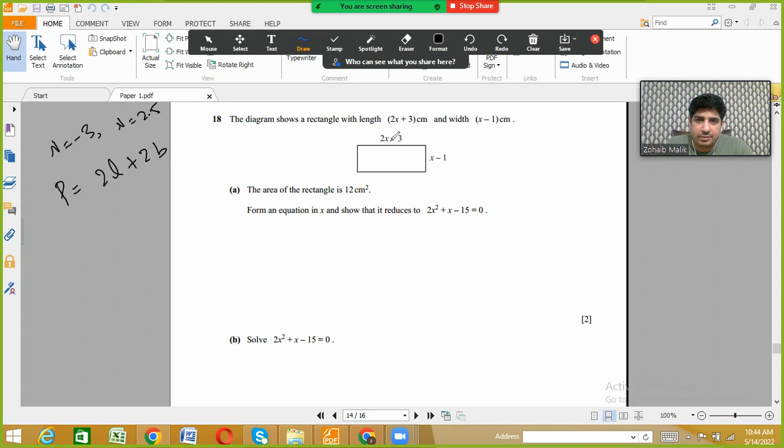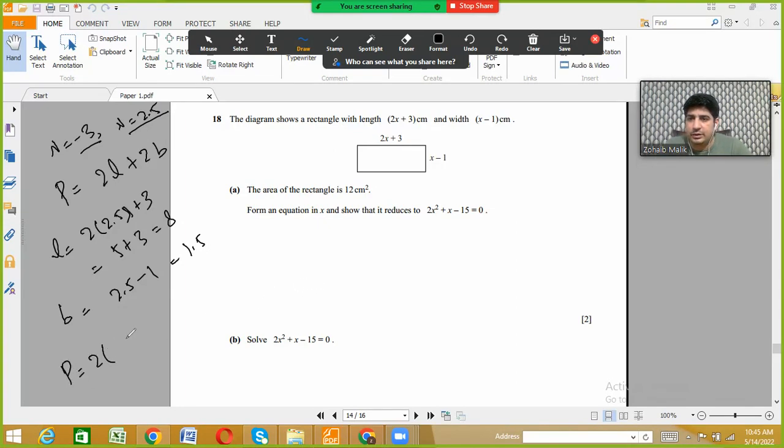So for this, we are supposed to find the length and the breadth. If we take x as negative, it would produce a negative length, which is not possible. So we are taking x value as 2.5. So length is equal to 2 into 2.5 plus 3, which is 5 plus 3 is equal to 8. And the breadth is equal to 2.5 minus 1, which means 1.5. So the formula is perimeter is equal to 2 into length plus 2 into breadth. 16 plus 3 is equal to 19. So 19 centimeters is the perimeter of this shape.